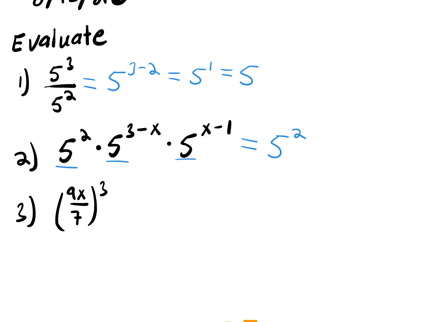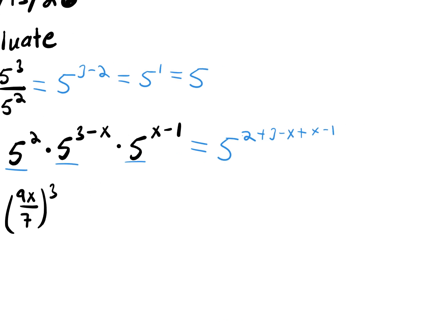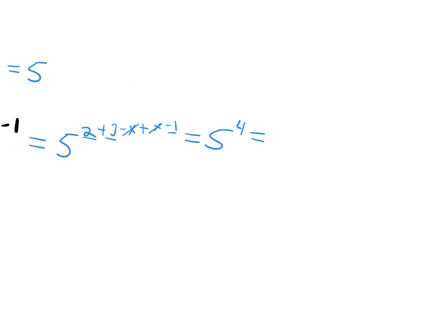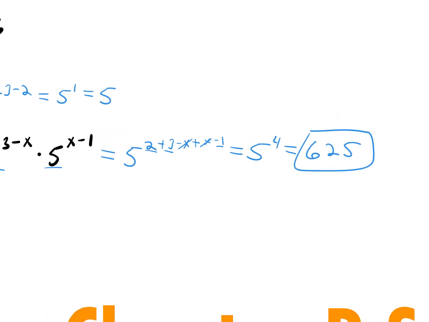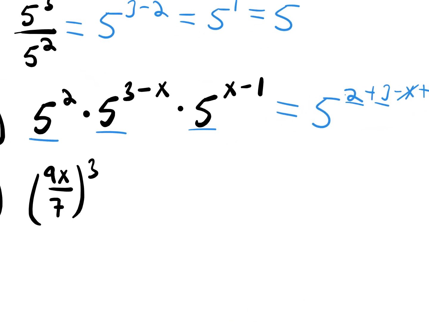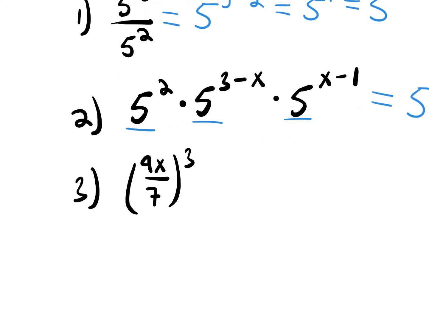So this is going to be 2 plus the next exponent plus the next exponent. And then when you do that, x minus x cancels out. 2 plus 3 minus 1 is going to get you 4, so we get 5 to the power of 4, which is, like some of you said, 625. Are we okay with that, guys? All right, good.